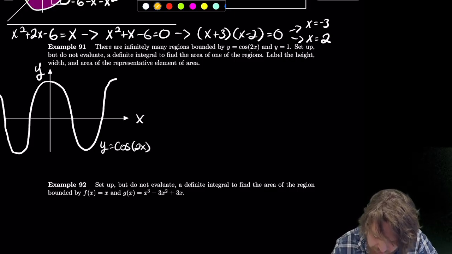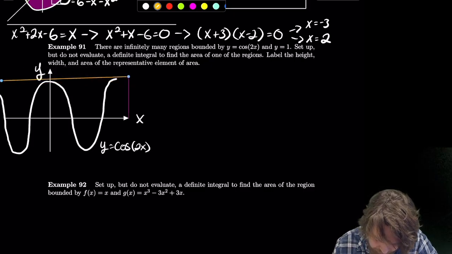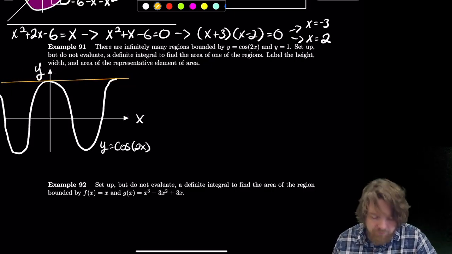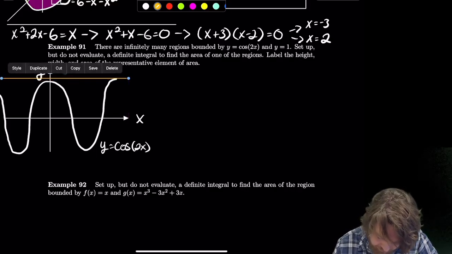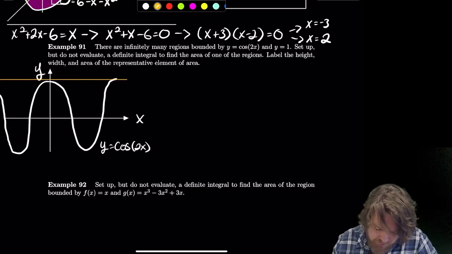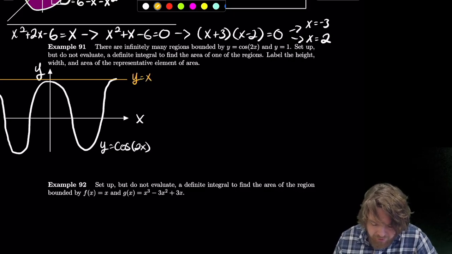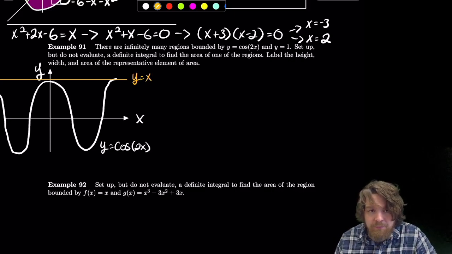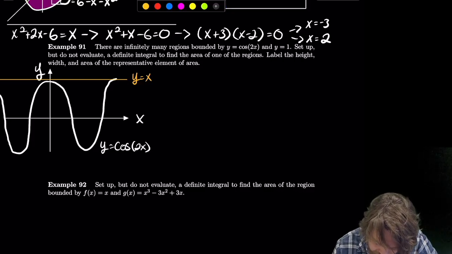Well, remember, cosine bounces between negative 1 and 1. So cosine is going to intersect the graph y equals 1 right at the very top of each cycle. I think I can make that line just a little bit more straight. There we go. So there's our graph of y equals 1. Now I think we can look back through the problem statement and realize that the area we're looking for is going to be the area of one of these regions here.